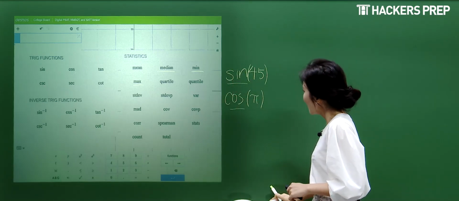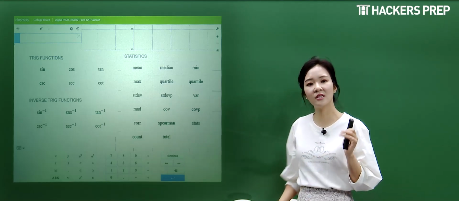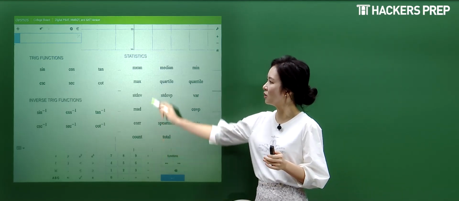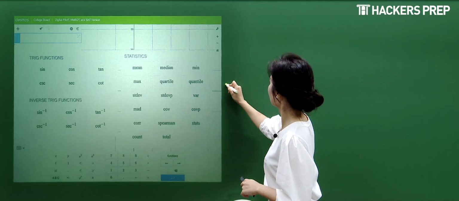Now, in the case of statistics, sometimes the digital SAT math will ask for things like the mean of a set of numbers. So let's take a look.